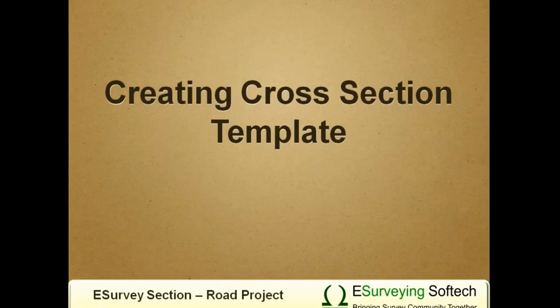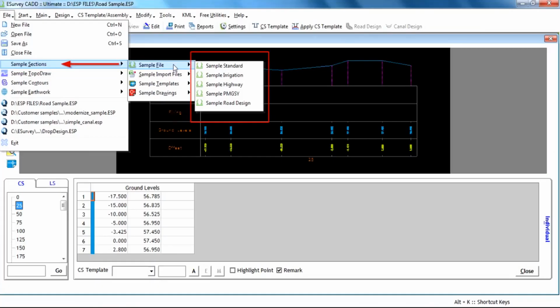Creating cross-section template. ESurvey section allows you to create cross-section templates for road, canal, railway line, and nala. For all the projects, creating a cross-section template has to be done in a similar format. These are some of the examples of cross-sections created using the cross-section templates defined in ESurvey section.